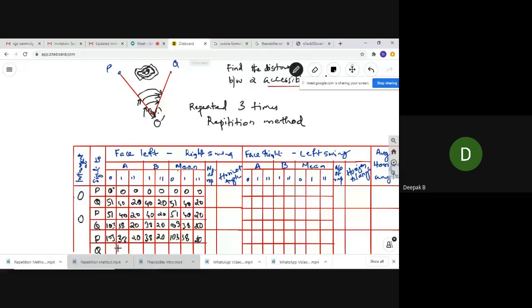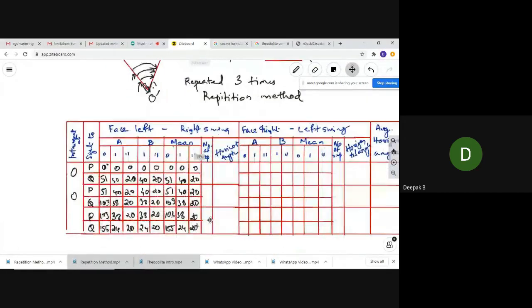155 degree, 24 minute, 20 seconds. Okay, the B vernier will also show the same thing, 24 minute and 20 seconds. So the mean will be the same thing, 155 degree, 24 minute and 20 seconds. Okay, so we have completed 3 repetitions.